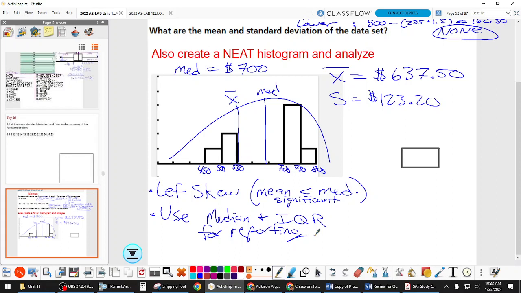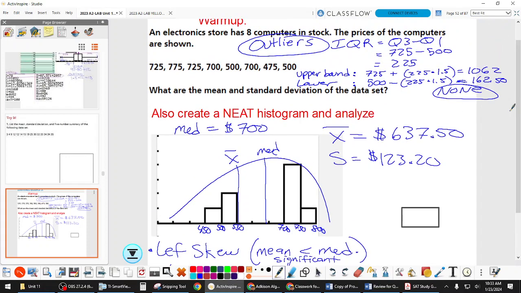Say that again? Potentially. Yeah, because think of how many of our data points are above the mean. 1, 2, 3, 4, 5 out of the 8. So 62.5% of our data is above that price, right? So you would be steering that customer kind of inaccurately if you told them the mean.